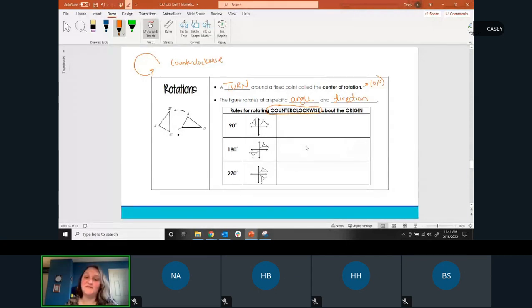There are some rules for this that you could memorize. I don't want you to memorize them. I want to show you actually what's happening. And then at the very end, I can come back and put the rules here for you. But first, I want to show you what's actually happening in our rotation. Okay, so we can come back to this if we need to.